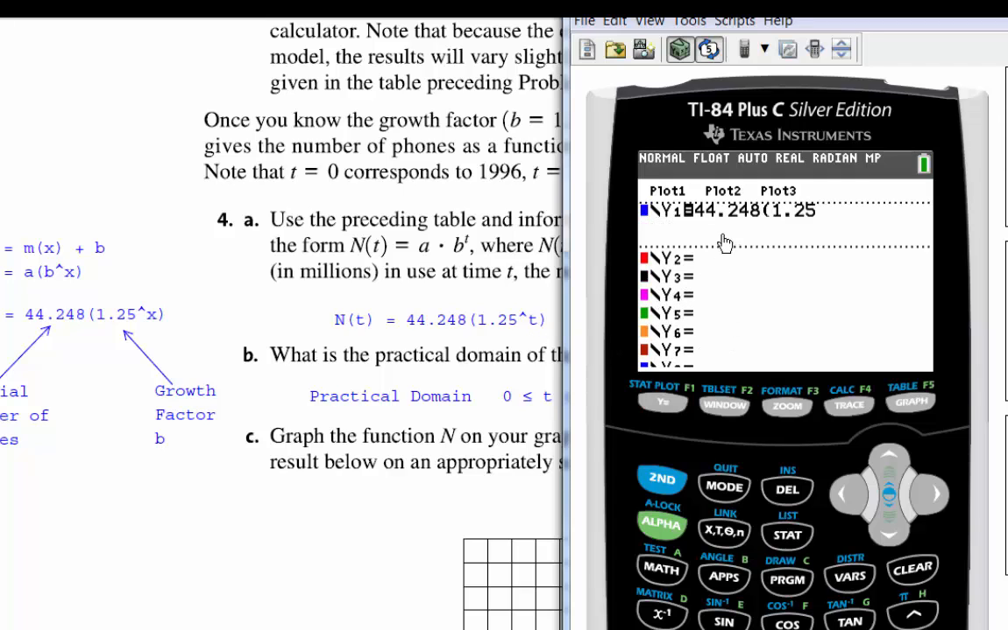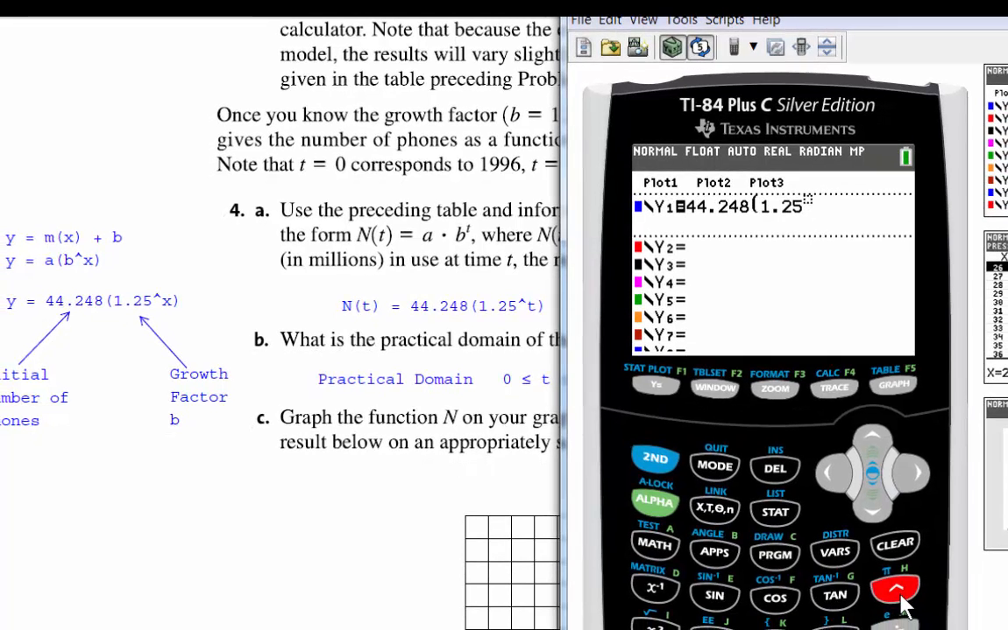So I'm going to type it just the way I see it, 44.248 times 1.25. For the exponent, use the caret key, and then press X. Now, depending upon the calculator you have, some calculators will actually write the x as an exponent, and some will show you this caret symbol and then the x. Both will be fine, and both will work fine. Now, we said our domain is going to be 0 to 4, so we're going to have to set up our window. So press the window key.